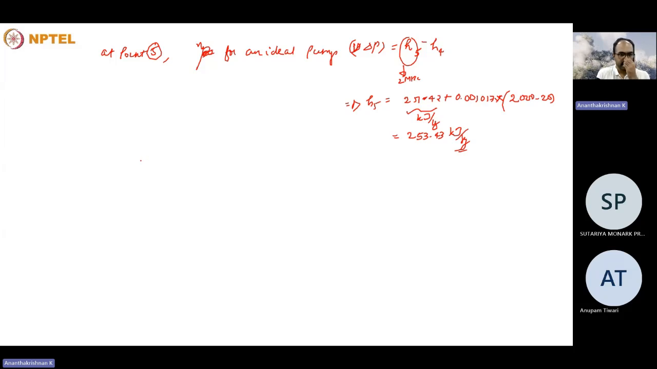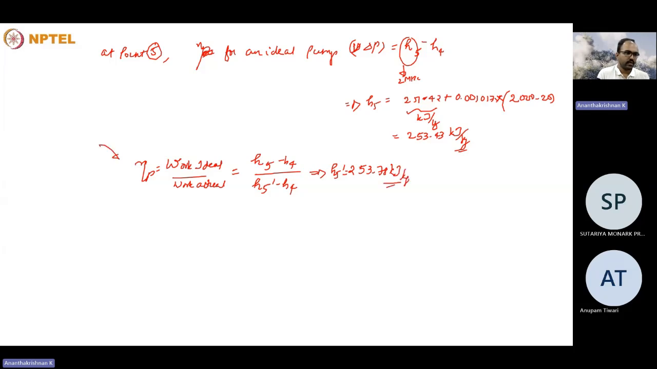So there is a pump efficiency in this case. Pump efficiency will be giving the work ideal to the work actual for a work input device. So efficiency will be equal to H5 minus H4 divided by H5 dash minus H4. From here we can calculate H5 dash is equal to 253.7. Not a huge change. This efficiency value is equal to 0.85.